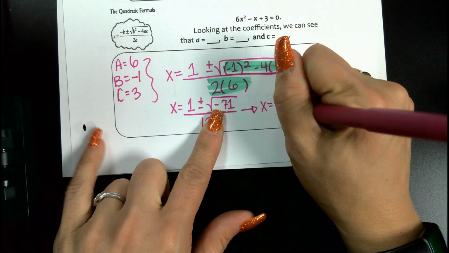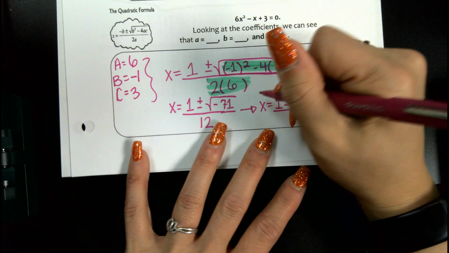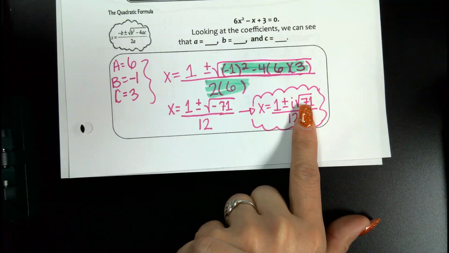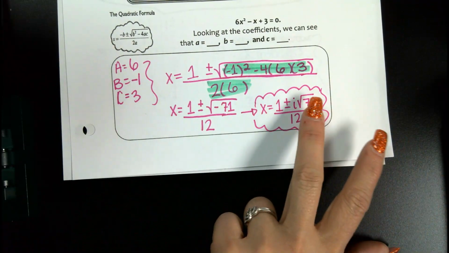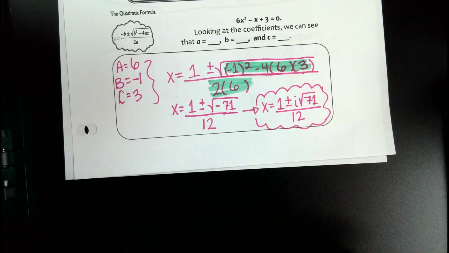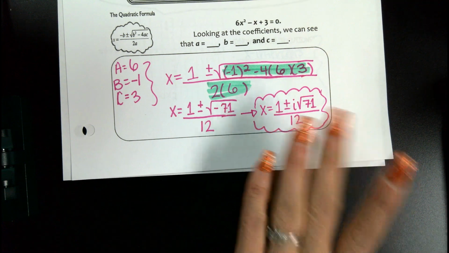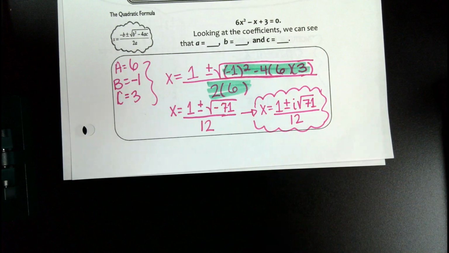Put the I right in front of the radical and turn that 71 back to a positive. Now again, if that had been a number that was like a perfect square, like 81, we would have made this a 9i and the radical would be gone. But this one, it doesn't get any easier than this. You didn't have to reduce, you didn't have to make a factor tree. All you had to do was get rid of that negative sign.